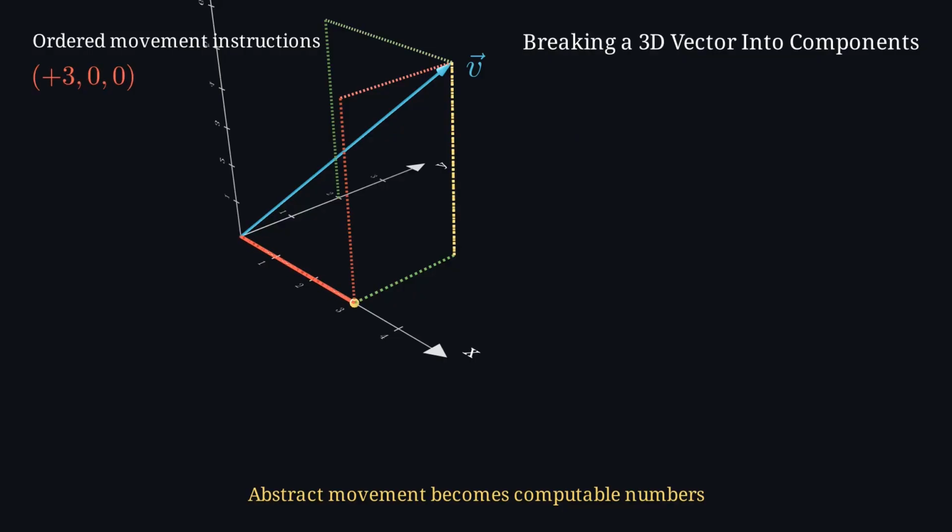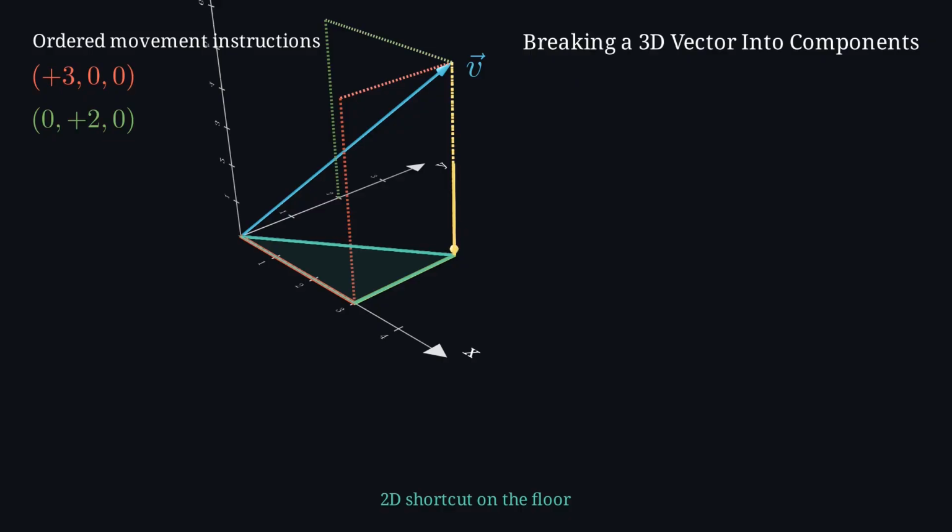How far does this instruction move along the x-axis? Positive 3 units. How far along the y-axis? Positive 2 units. And how far along the vertical z-axis? Positive 5 units. These 3 numbers are what we call the components of the vector. They are literally an ordered set of sub-instructions. Move 3 units east, 2 units north, and 5 units up. Combined, they execute the complete unbroken shortcut.